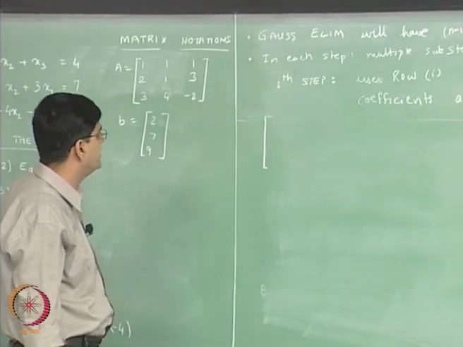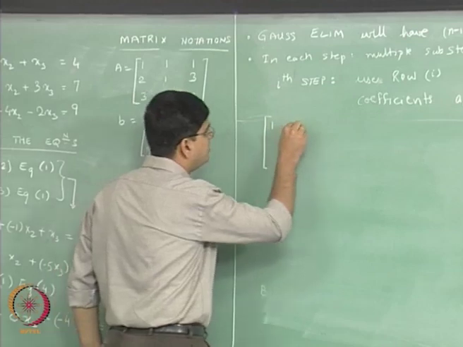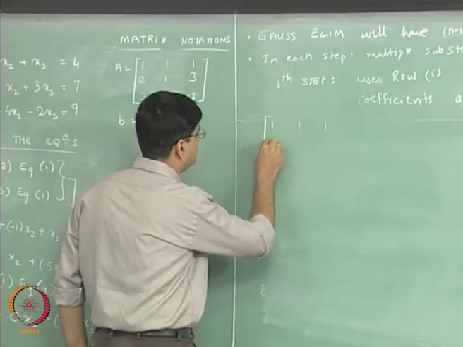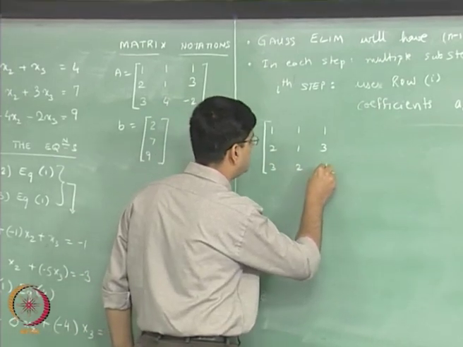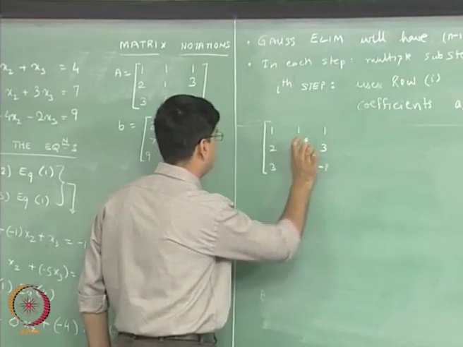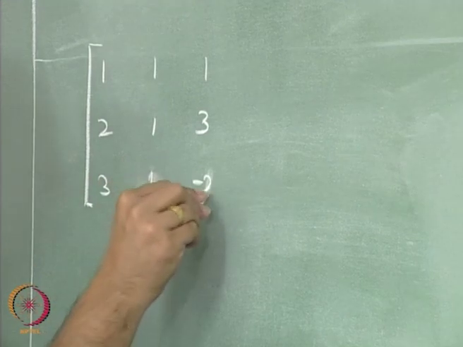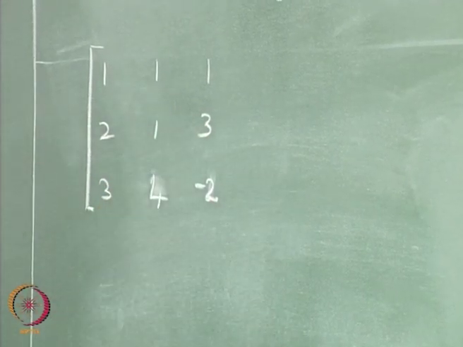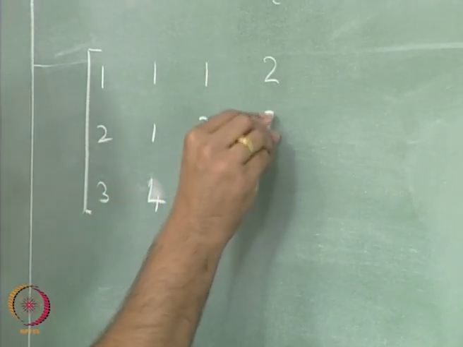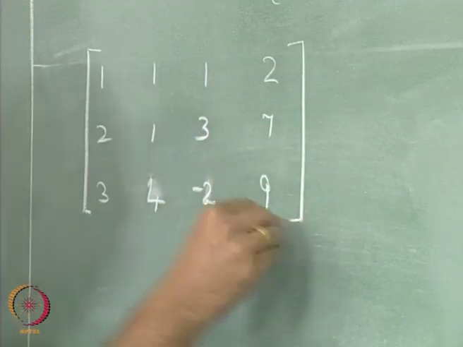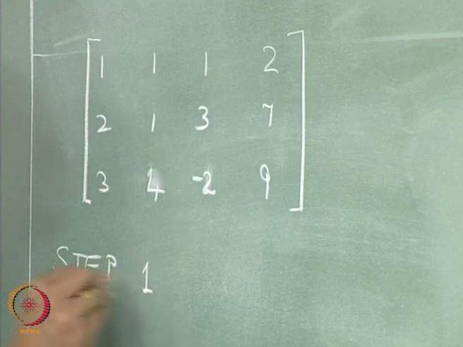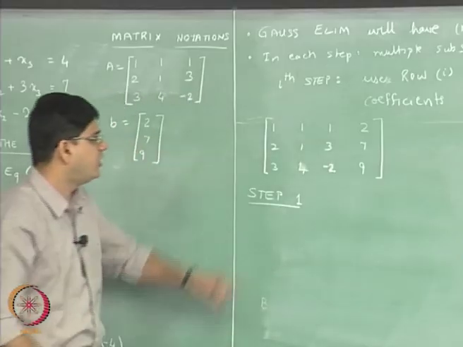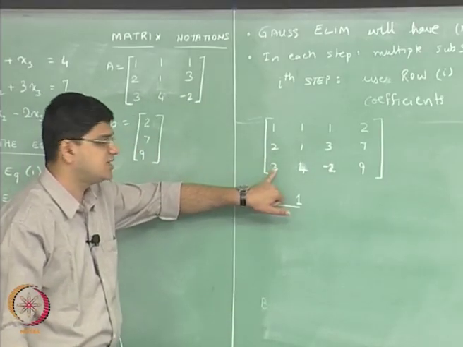So what we mean by that is the 0th step is to construct the matrix [A|b], which will be 1 1 1, 2 1 3, 3 4 minus 2, and our b is 4 7 9. Okay. Step 1 will involve making these elements 0.